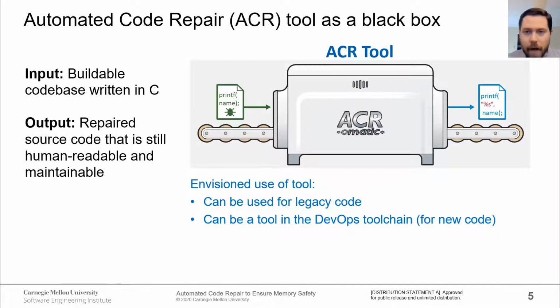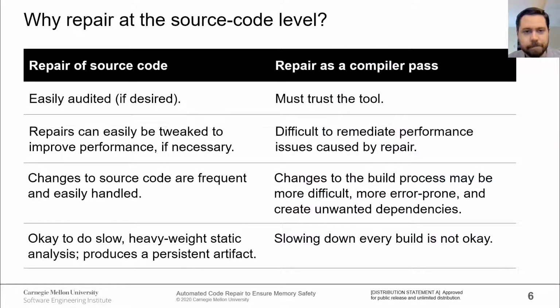Viewed as a black box, our ACR tool takes as input a buildable codebase written in C, and as output, it gives you back repaired source code that is still human readable and maintainable. We envision that our tool can be used both for legacy code and as a tool in a DevOps toolchain for new code.